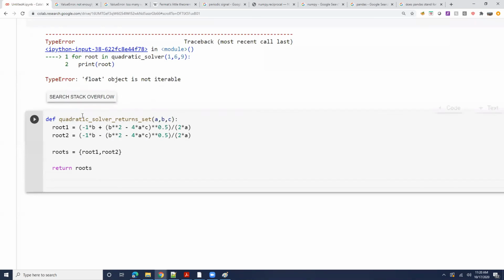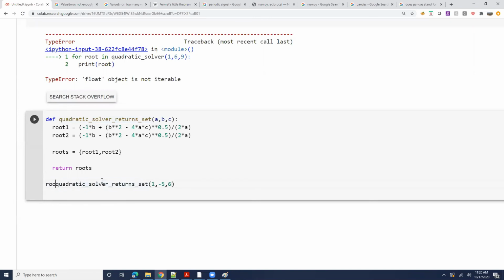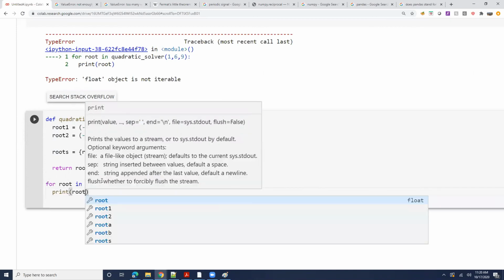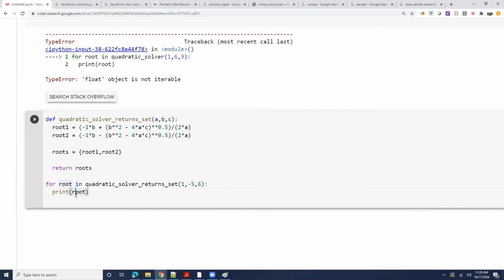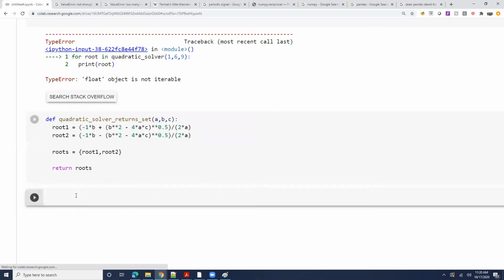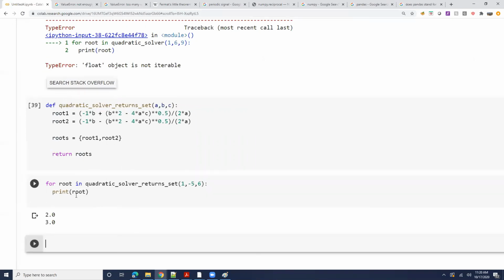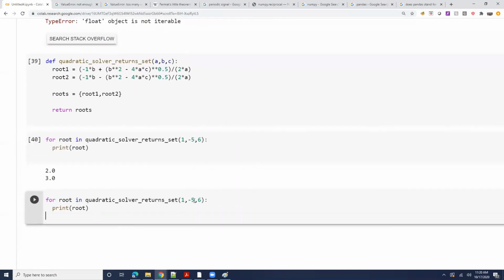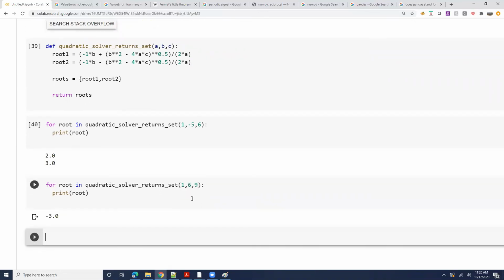So let's see if it's okay. So let's call this quadratic solver, which returns a set, with 1, minus 5, 6, and say root equal to this. So now whoever was saying for root in quadratic solver, print root, right? Let's see if this works now. So it works for the first one. Now let's see if I do 1, 6 and 9. It still works.